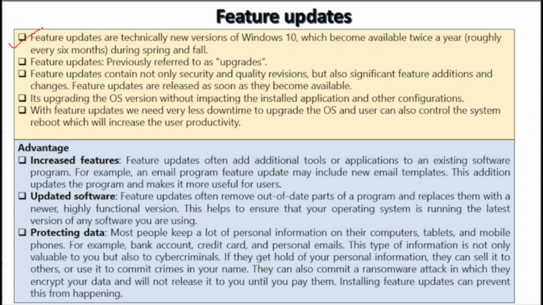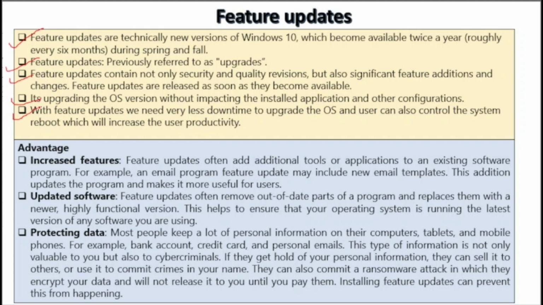Now let's discuss what feature updates are. Feature updates are technically new versions of Windows 10, which become available twice a year, roughly every 6 months, during spring and fall. Feature updates were previously referred to as upgrades. Feature updates contain not only security and quality revisions but also significant feature additions and changes. Feature upgrades are released as soon as they become available. It's upgrading the operating system version without impacting the installed applications and other configurations.